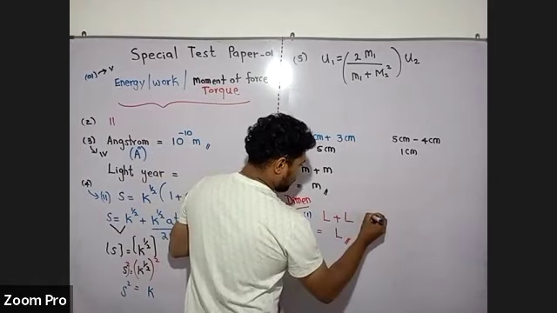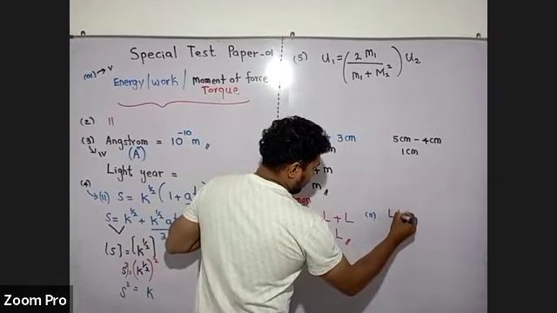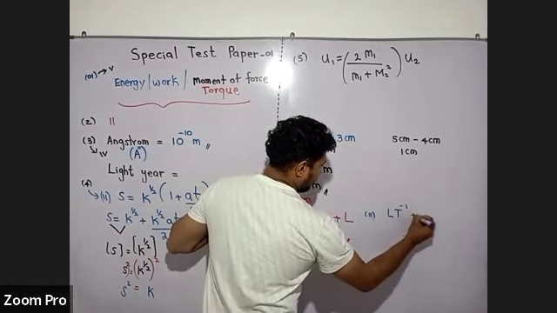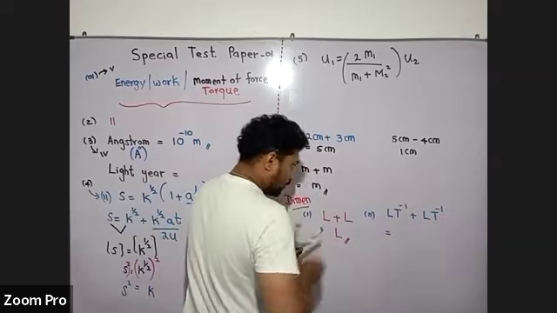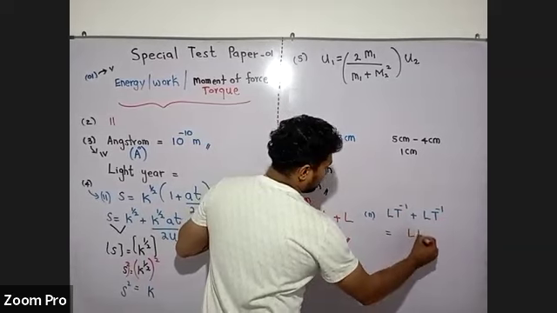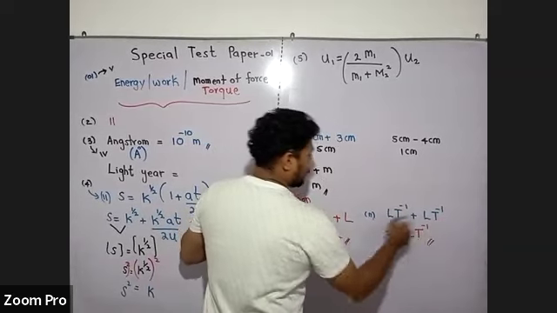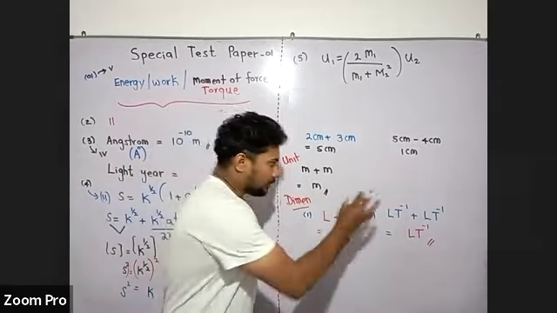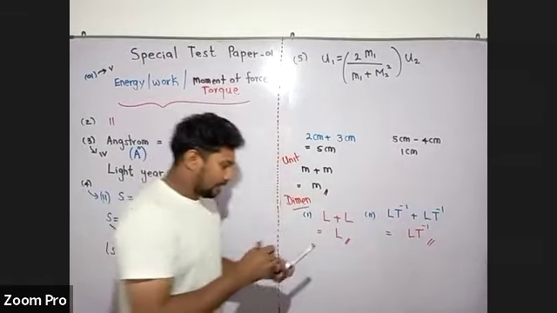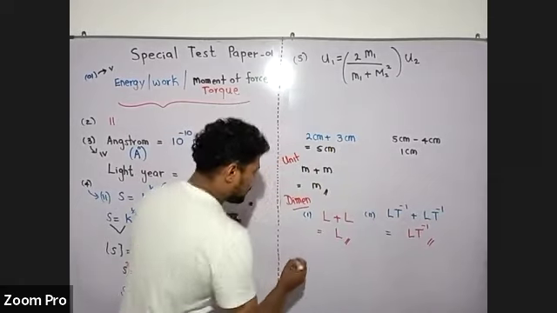This is the first example. This is the second one. LT minus 1 plus LT minus 1. So the answer also should be equal to LT minus 1. There's no addition of the dimension. So this is also related to the units, right? So keep in mind that. Then, now let's take another one.